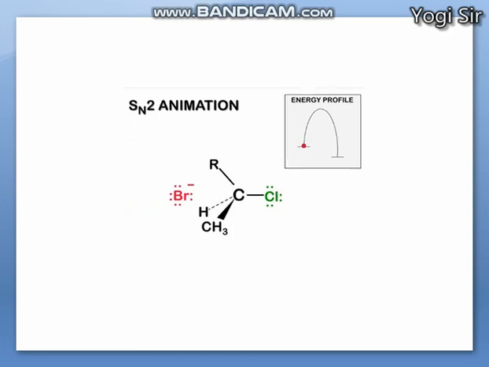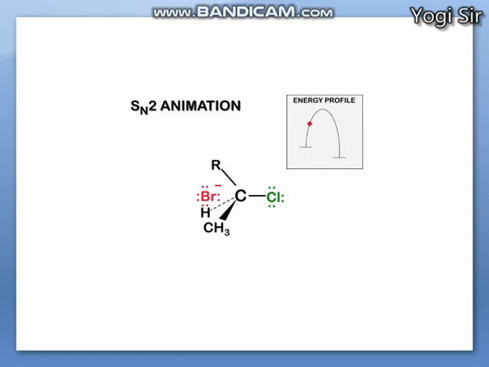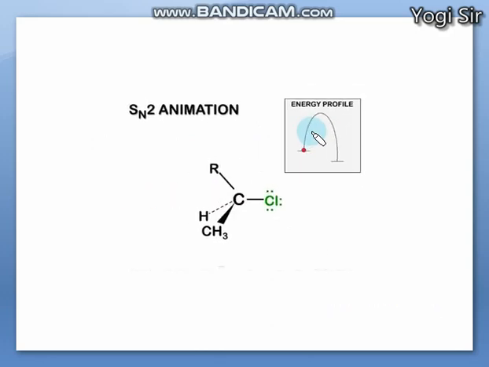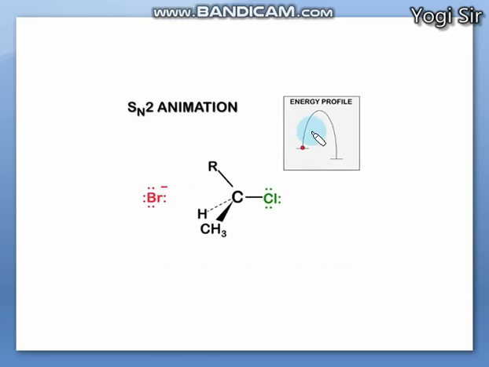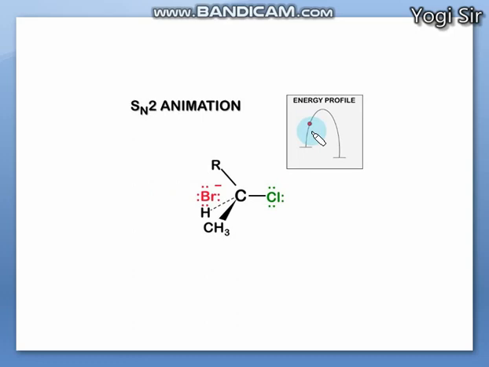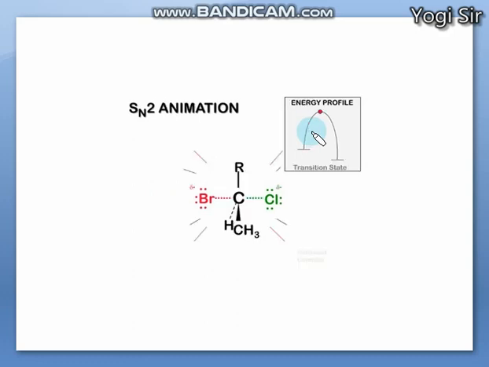As carbon is positively charged, the bromine goes nearer to the carbon, and you can see the energy also slightly increases. You can see here the energy is increasing slightly over here, right? And later on as it binds, now there is a transition phase.